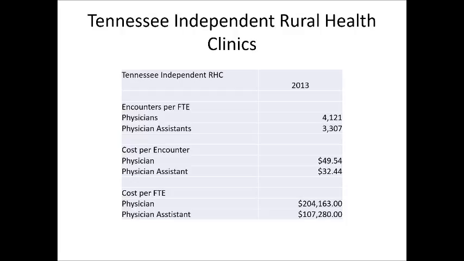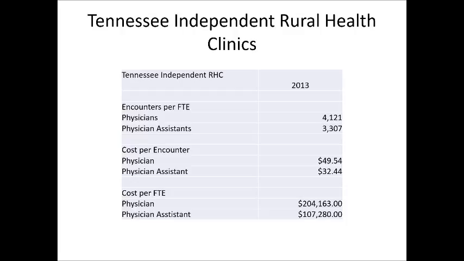The physician visits are down slightly less than what we saw on the previous slide with regard to physicians in provider-based, and the PA visits are up. The PAs are seeing more visits, and what that translates into is an even greater differential: the cost here per visit is $49.54 for the physician and $32.44 for the PA. Now, if you go down to the last, what we're seeing is that while the physician compensation is less than what we saw in the provider-based, there's not a huge difference between what the independent RHCs are paying their PAs compared to what the provider-based RHCs in Tennessee are paying their PAs.